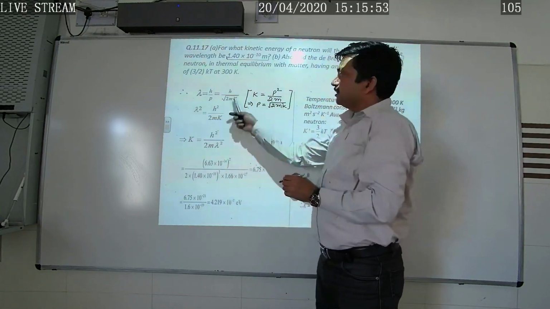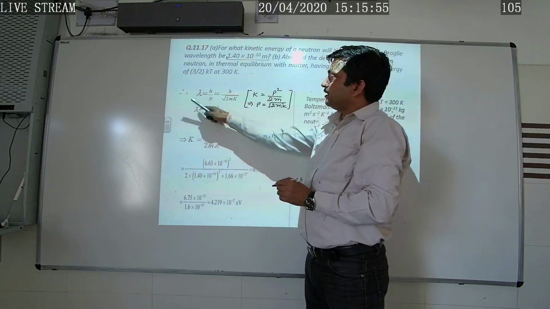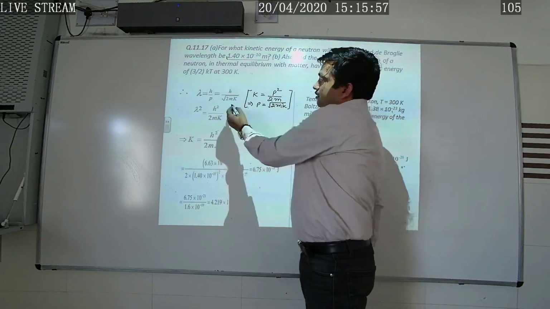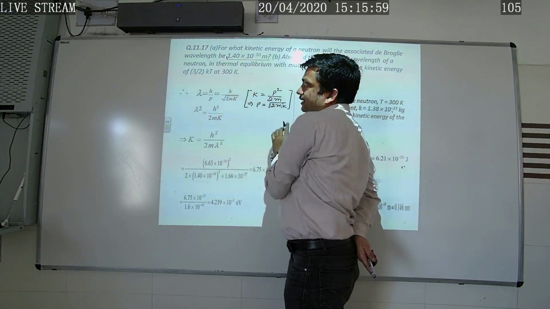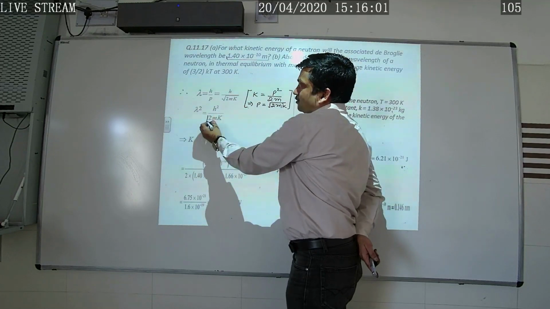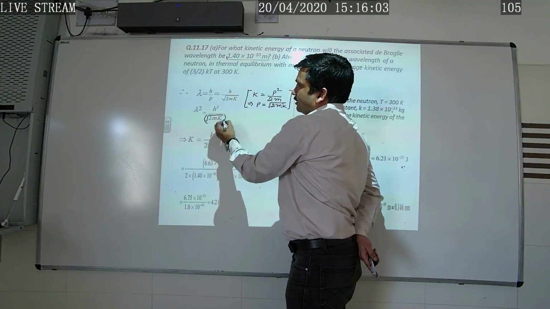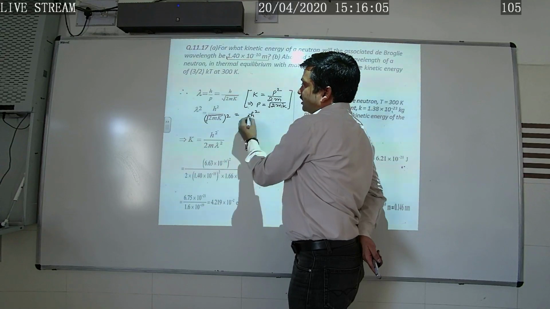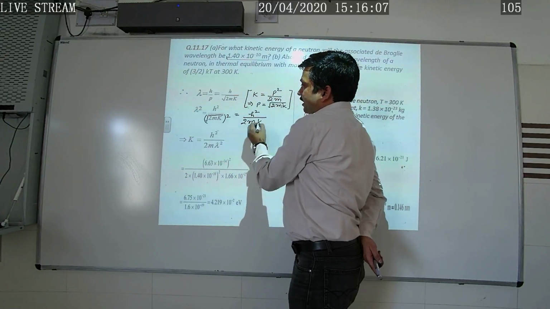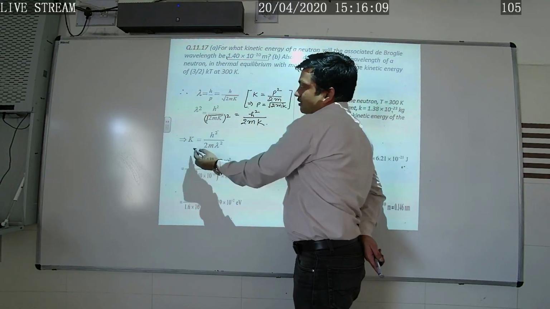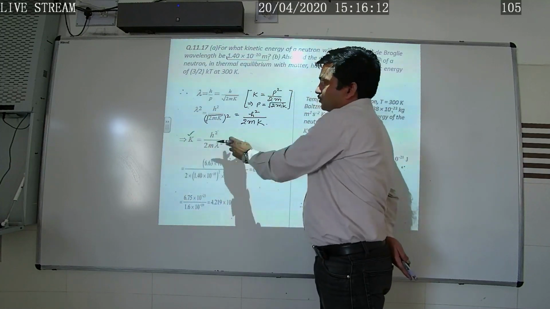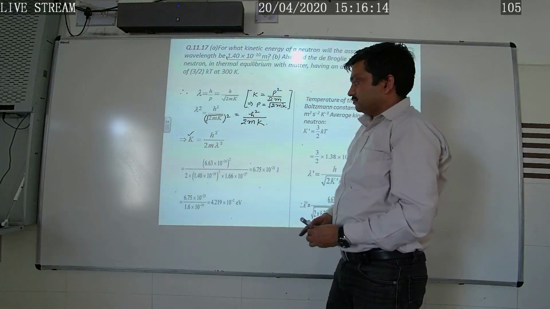Okay, putting the value, we want to calculate k, so squaring both sides. By doing so, the square root will get cancelled out with the square, and then it will become h square over 2mk. So making k the subject, we get k is equal to h square over 2m lambda square.